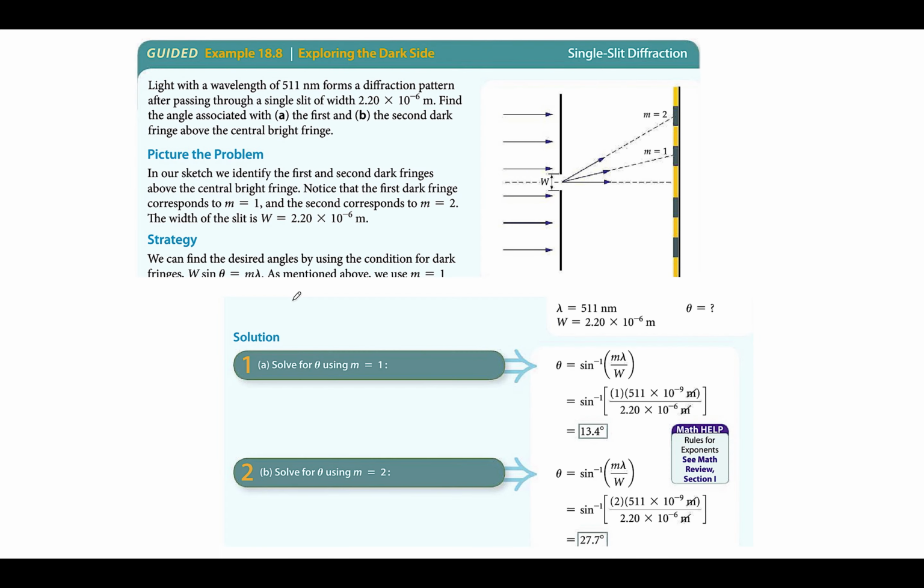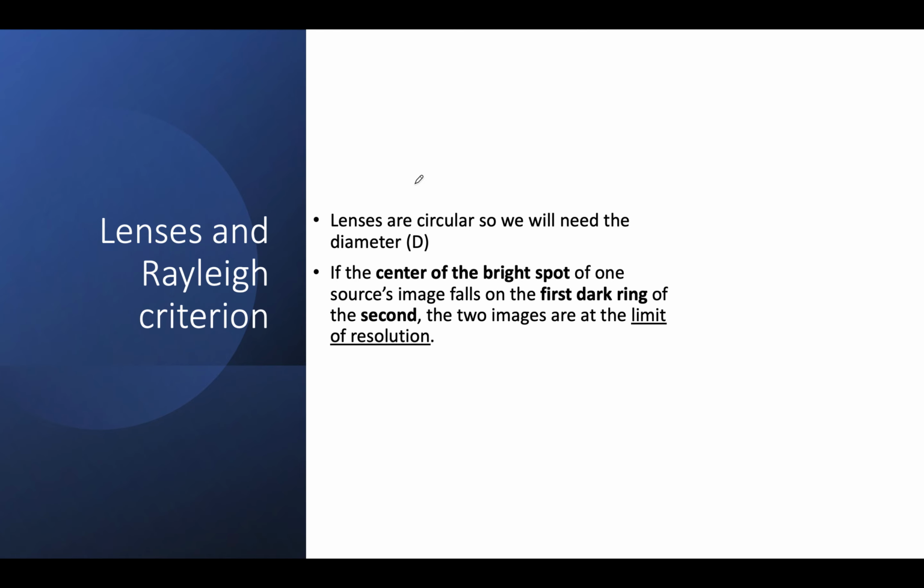Nothing too difficult there. Some more practice questions that you can do, and sometimes you might need to rearrange the formula to find the angle, using sine inverse. And there's something called lenses and Rayleigh criterion. Lenses is the stuff that you'd have like in your glasses and things like that, circular lenses and cameras and so on. If you have a lens, because it's circular, we will need to find the diameter of that from one side all the way to the other.